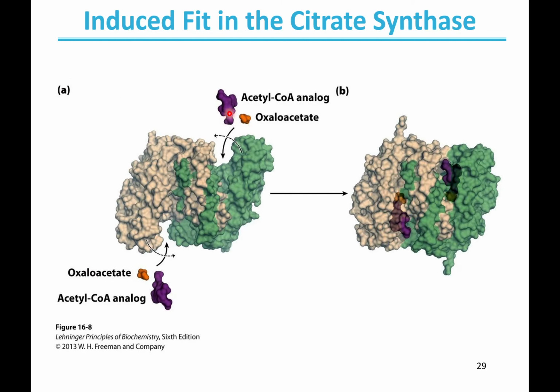And a picture of that would look something like this. This is the open conformation of citrate synthase. It's a dimer here with two active sites. Once oxaloacetate binds, then you can get this closed form, and this is the crystal structure of the closed form with oxaloacetate and then an acetyl-CoA analog that they put in to help crystallize this.